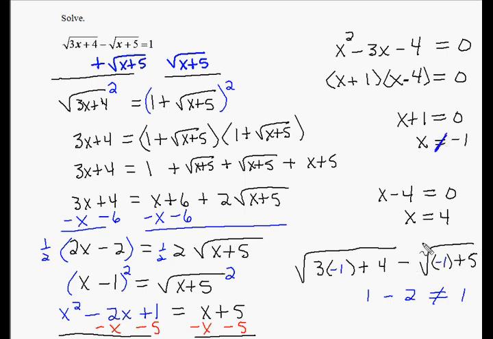That didn't work. This time I'm going to see if positive 4 works. It's a little tricky math here. I'll just change that negative 1 into a 4. So 3 times 4 is 12, plus 4 more is 16, and the square root of 16 is 4. Subtract. 4 plus 5 is 9. The square root of 9 is 3. Fancy math again. Change that 2 into a 3. And 4 minus 3 is indeed equal to 1. So that answer does work.